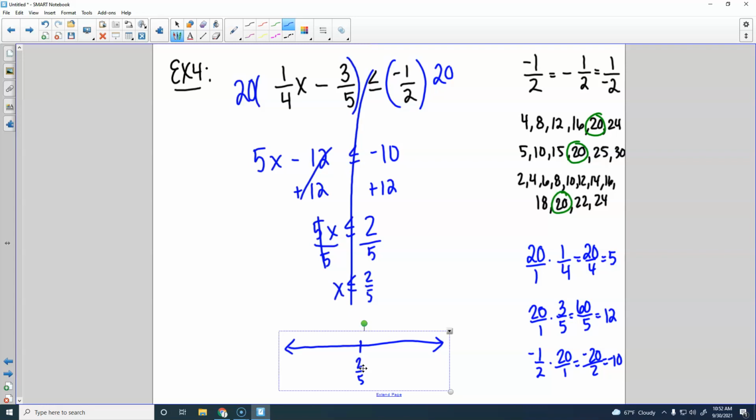Alright, so 0 would be here, 1 would be up here. Open or closed circle? Closed. Right or left? Left. Okay. Alright, let me see if there's anything else you need to see here. I think that's it. Okay. Alright, so your assignment for today.